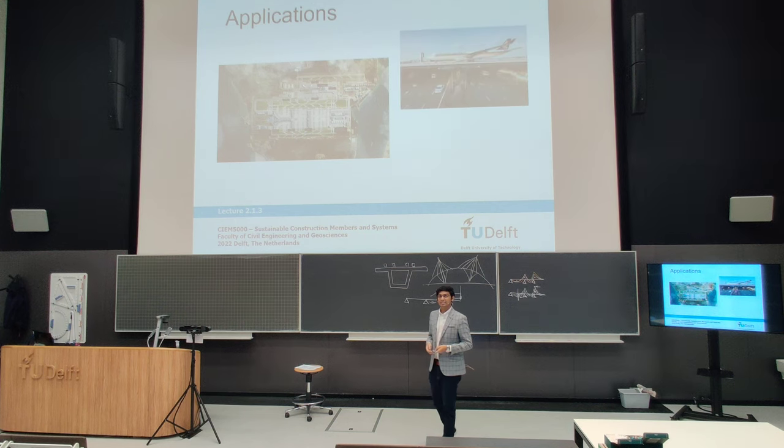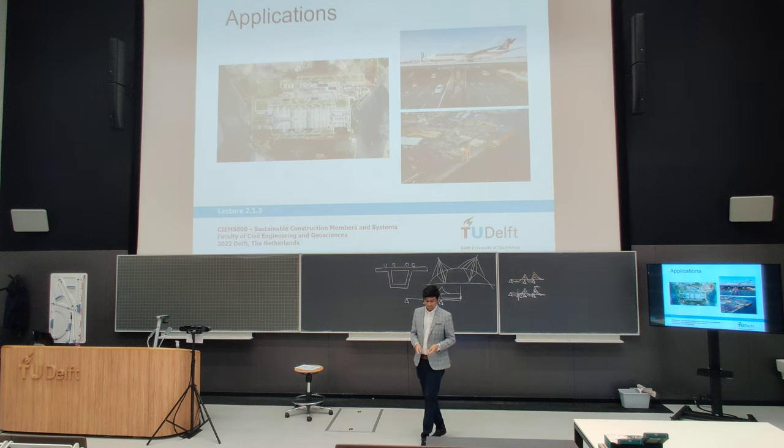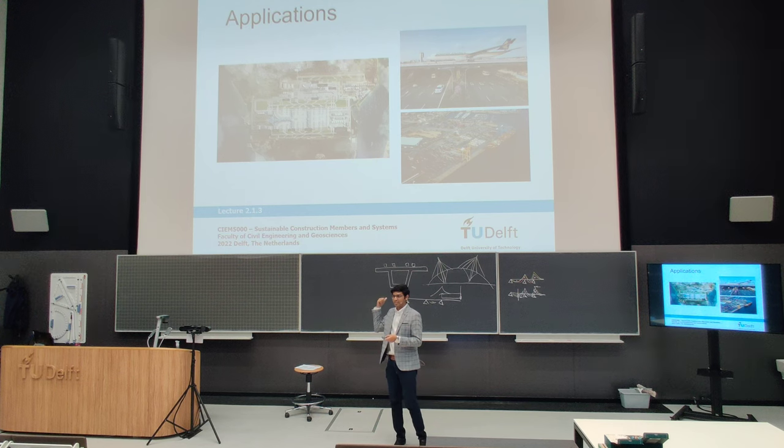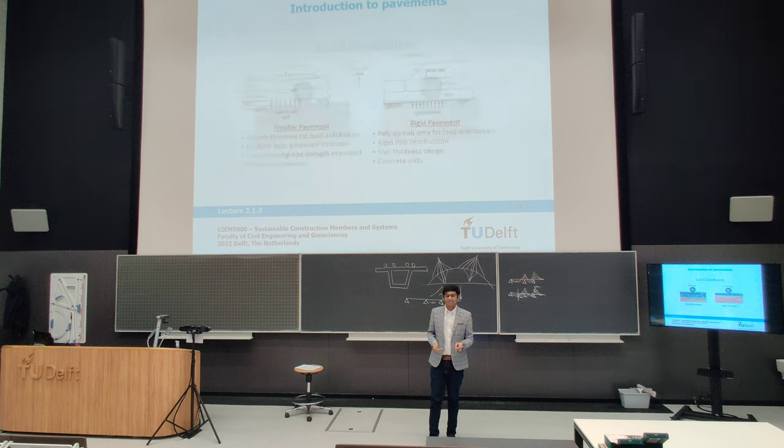Yes, the second one is again like we have clients from bridges. The third is the port terminals. In fact, your assignment today is connected to the ports. Yes, coming back to the flexible and rigid pavements. Most probably you would know the load distribution for flexible and rigid. The flexible will just bend and transfer the load, whereas the rigid pavement will act as a slab and transfer the load like that. This is again a bit basic.